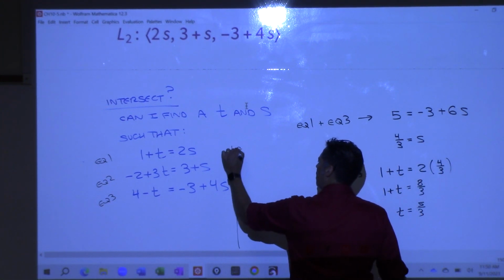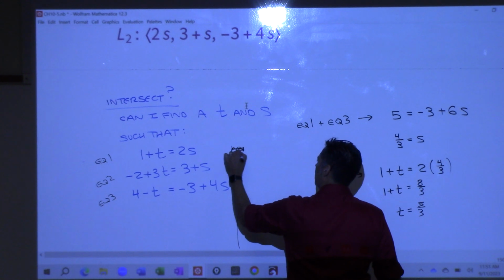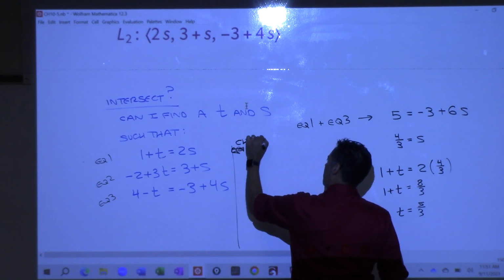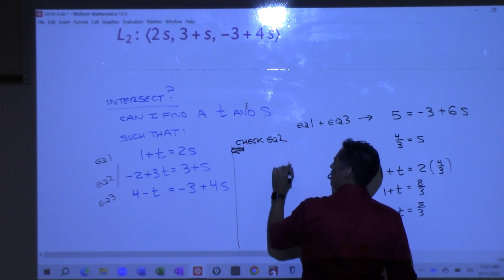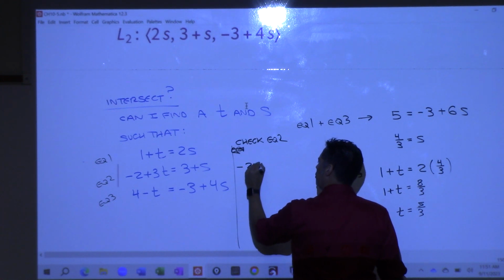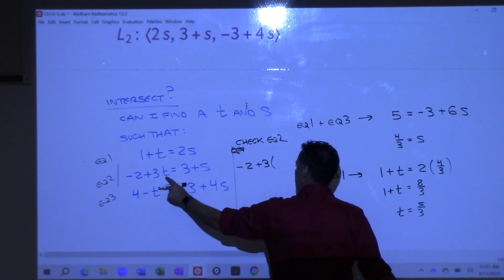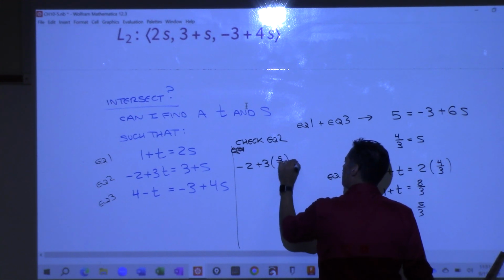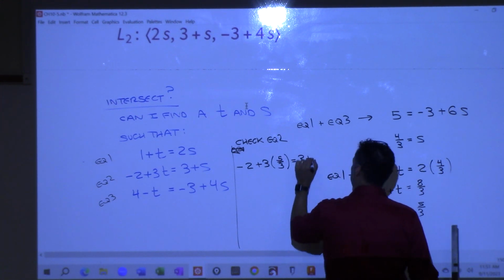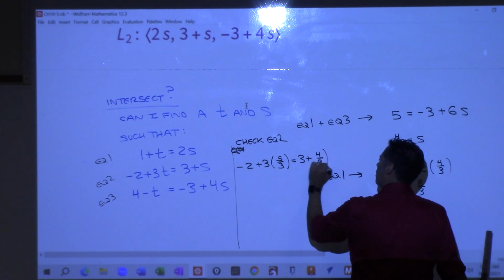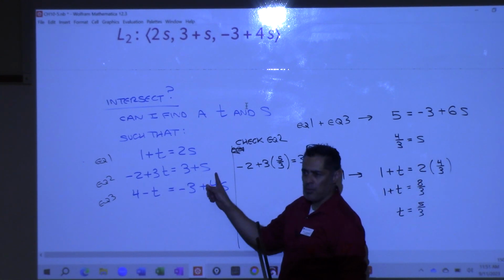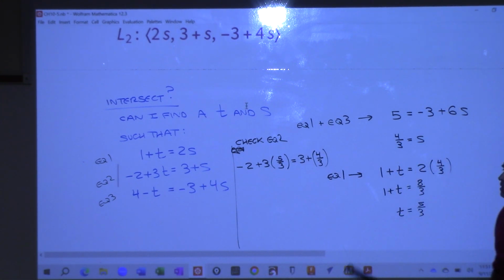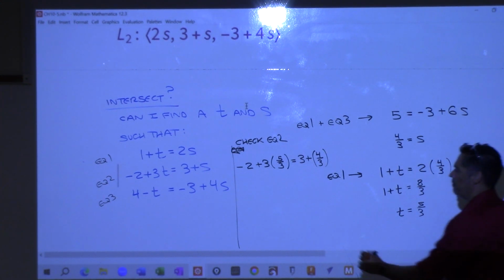Running out of room here. Let's check equation 2. And if I replace negative 2 plus 3 times, let's see, t was supposed to be 5/3. And then the other side, 3 plus s, but s is supposed to be 4/3. You'll see all I'm doing is replacing t and s with what I think it's supposed to be. You're going to basically find out that that's not true. These are not the same. They're not equal.